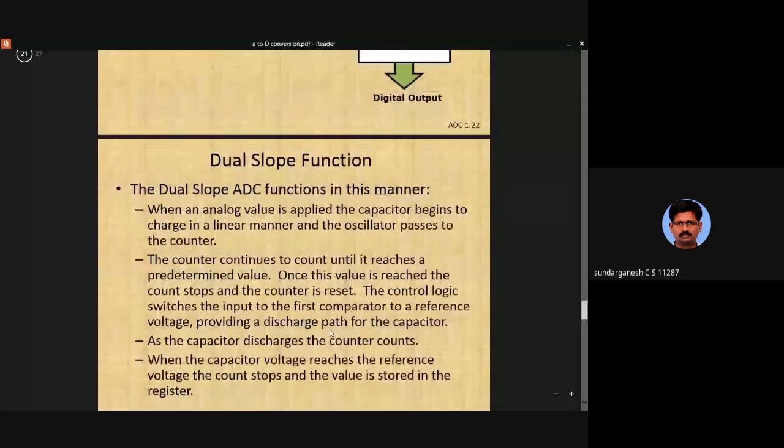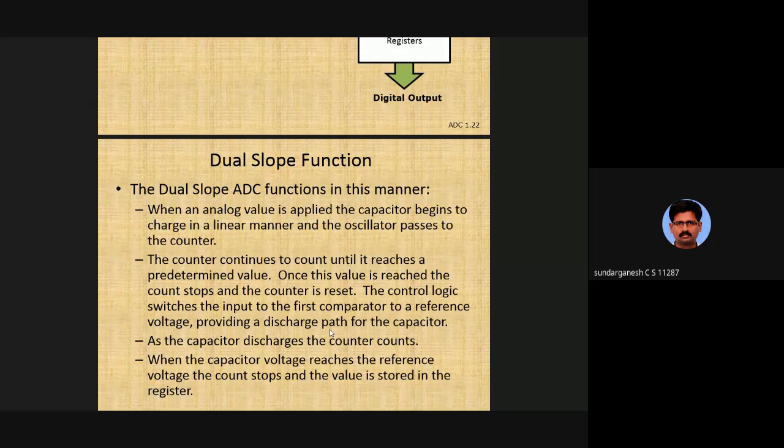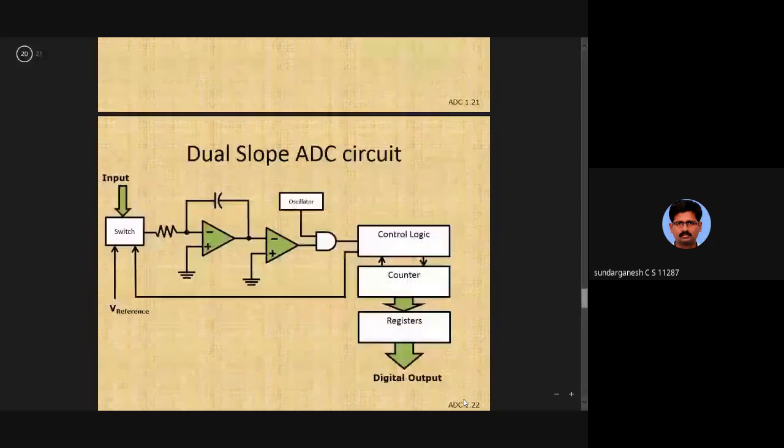So in the morning class, we have seen how to convert the analog signal into a digital signal. First one is sampling. Sampling will take discrete analog values. Then it is quantized to predefined values. Then it is encoded by some method to get a binary level.